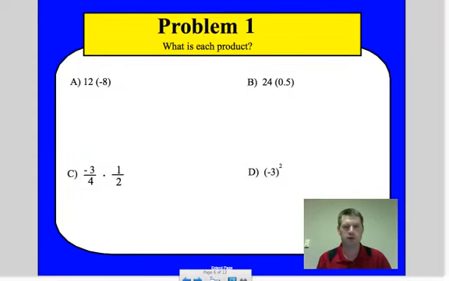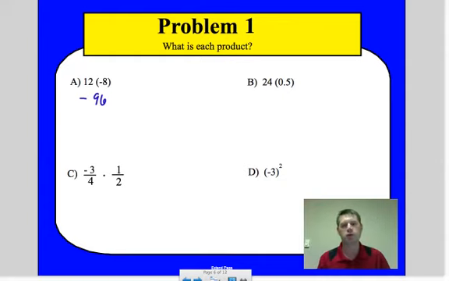So we're going to move on to problem number 1. What is each product? Part A, we're going to multiply 12 times negative 8. The first thing we can do here is write in that we know our answer will be negative, because it's a positive and a negative. Then we're going to multiply 8 times 2 and 8 times 1, carrying our numbers to get 96. So we're using our arithmetic for multiplication to get negative 96.